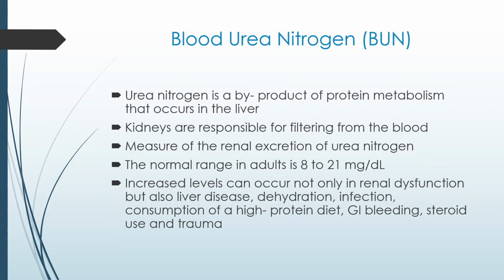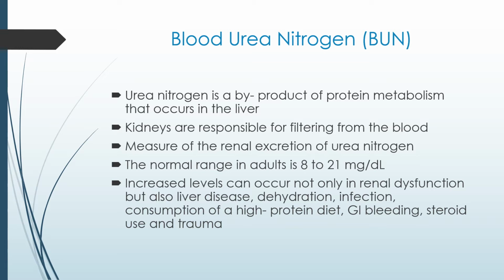The BUN, blood urea nitrogen. Urea nitrogen is a byproduct of protein metabolism that occurs in the liver. And so now we know that the kidneys and the liver are best friends, right? They're going to work together. They're going to act as a team, because the liver also filters, right? So kidneys are going to be responsible for filtering from the blood, a measure of the renal excretion of urea nitrogen.